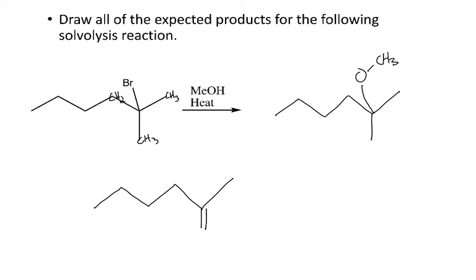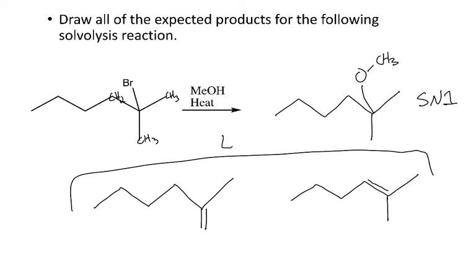Now, I've got two hydrogens coming off here, and so I don't have to worry about E and Z or cis and trans isomers because this is not stereoisomeric. And then the other elimination product would be eliminating from one of those hydrogens. And so that would look like this. So this would be our SN1 product, and these would be our two E1 products.